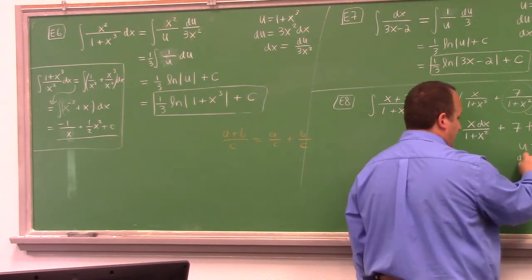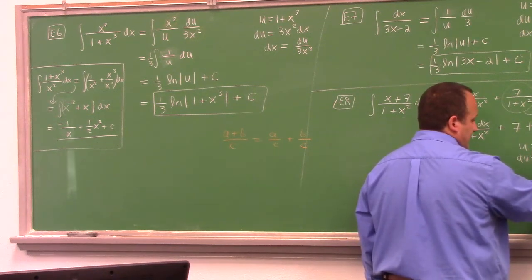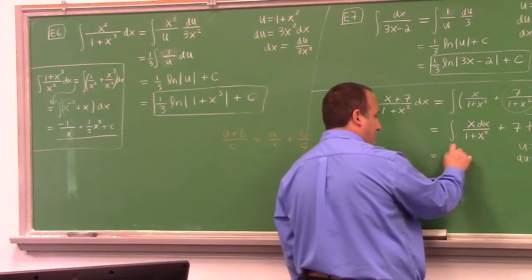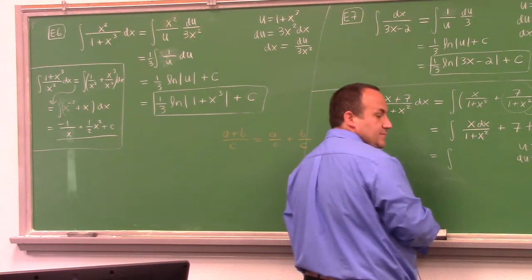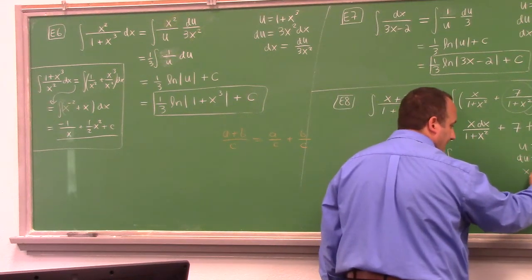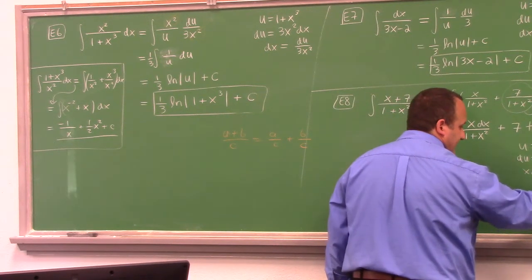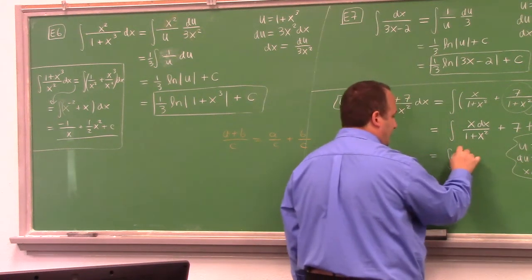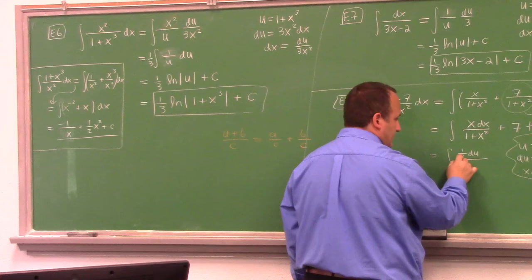Well, now we can make a u equals 1 plus x squared substitution, right? So du is 2x dx. And x dx, well, what's that? You could write it as 1/2 du if you like. So we have 1/2 du over u.